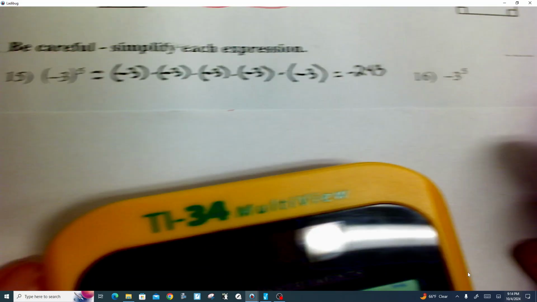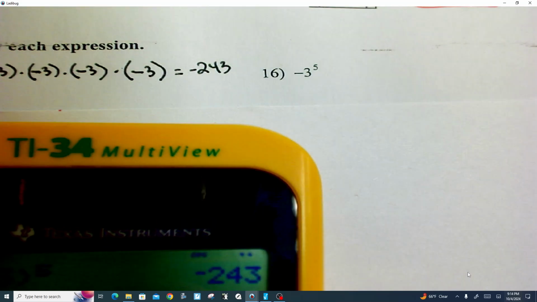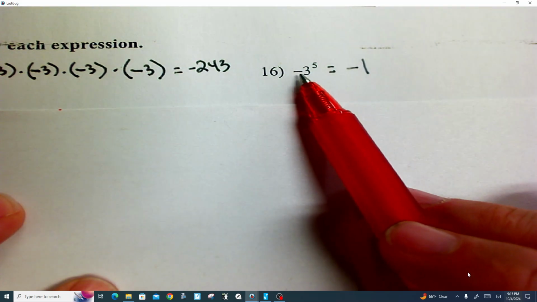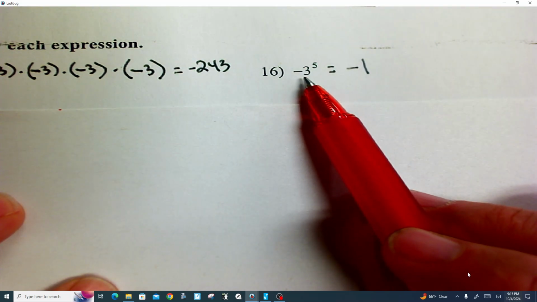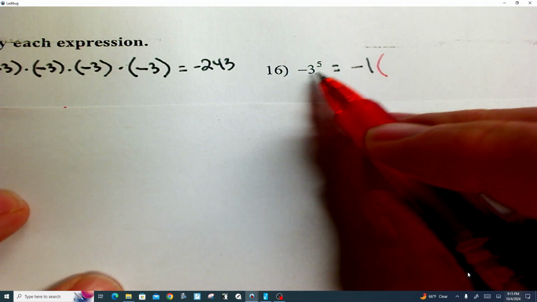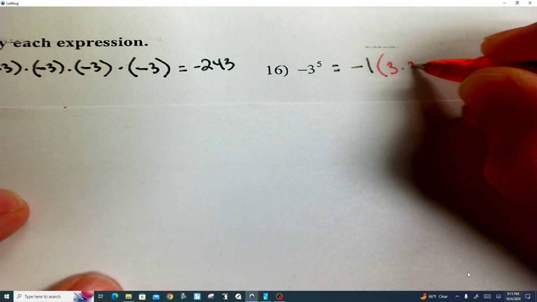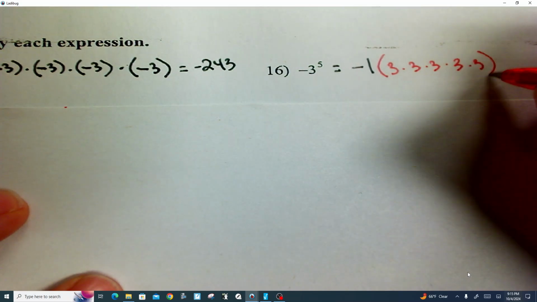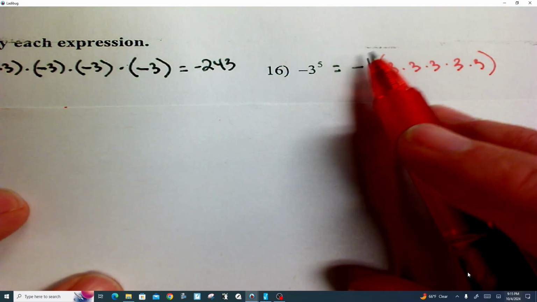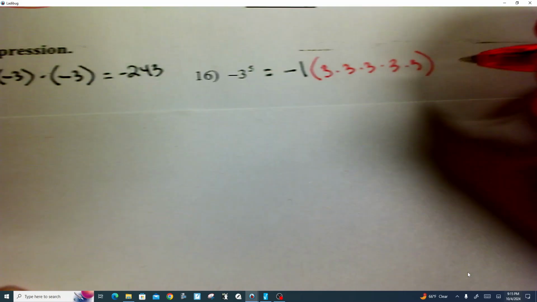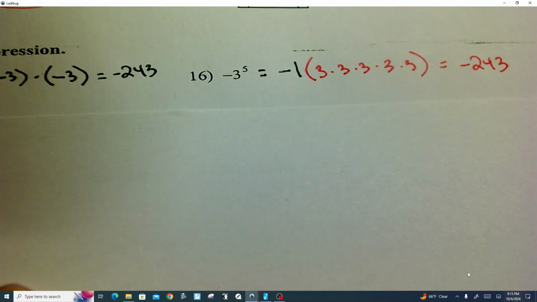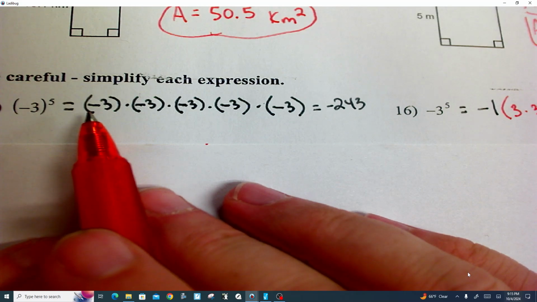Now, when we come over to 16 right here, you would think that it would be the same thing. It's not. It's as if that negative is sitting there by itself and there's a magic invisible 1 that's just sitting there with it. And then in the parentheses, the 3 is free from the negative sign, and so there's 5 of those, just like that. And you would get positive 243, but when you multiply it by -1, you still get negative 243. It's not always the same answer, though, on these types of situations.